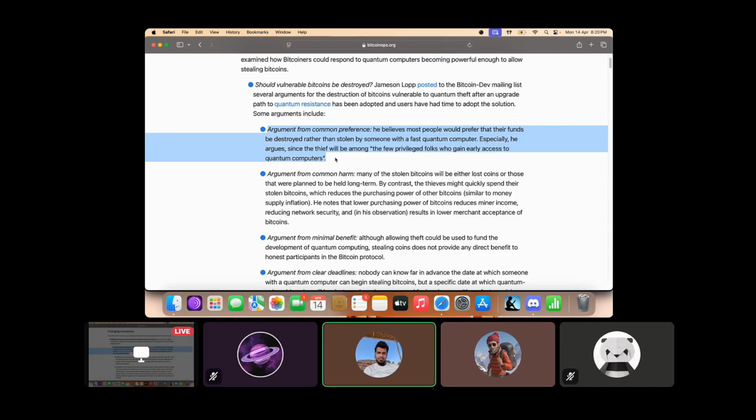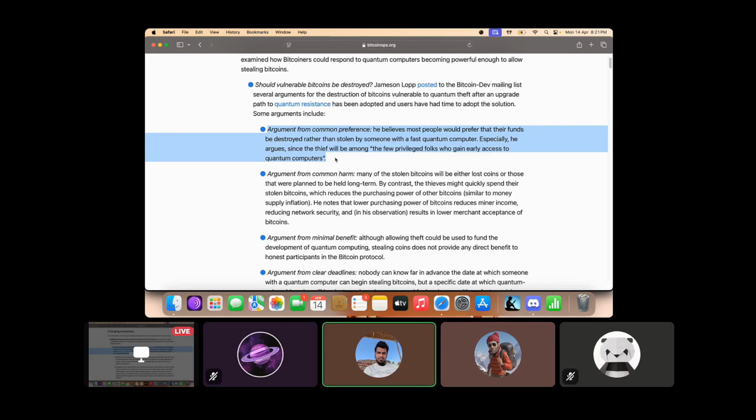If somebody has access to a quantum computer that can break DLP, and you have not upgraded to a quantum resistant path, either the entire network has not been able to upgrade to a quantum resistant path, or for some reason you haven't been able to, then that person obviously is in a position where they can steal your coin. So what would you prefer? Your coins to be stolen or your coins to be destroyed? So the argument given by Jameson Lopp is he believes most people would prefer their funds be destroyed rather than stolen by someone with a fast quantum computer, right?